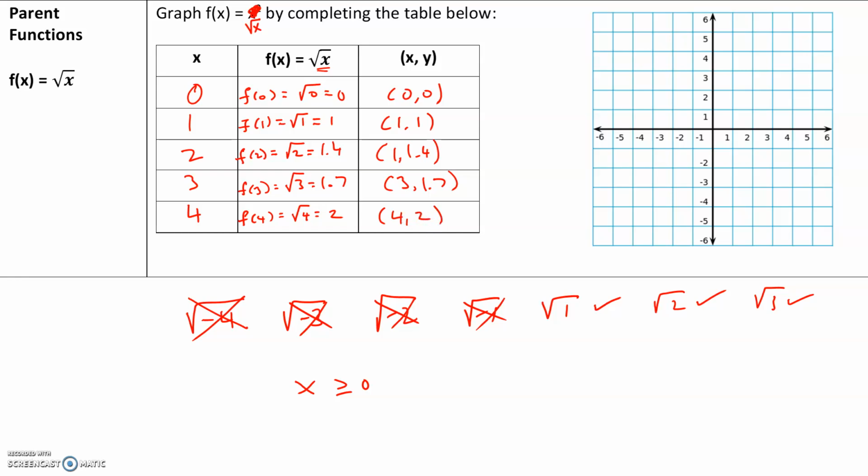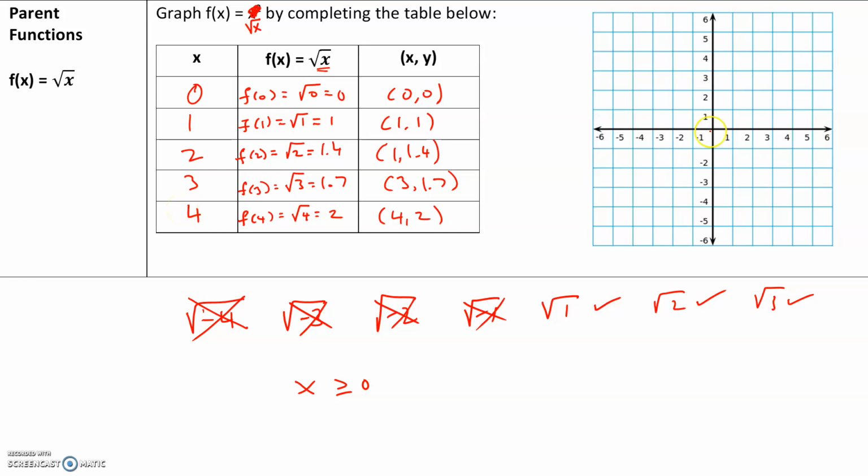Now, once again, the reason I don't pick -2, -1, 0, 1, and 2 here is because the domain for a square root function can't contain any negatives, because the square root of a negative is not a real number. So I'm only picking numbers that are 0 and greater, like 0, 1, 2, 3, and 4.